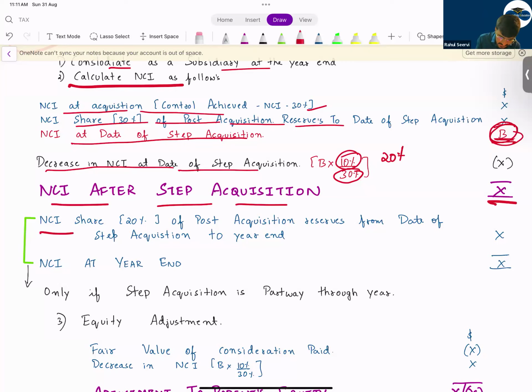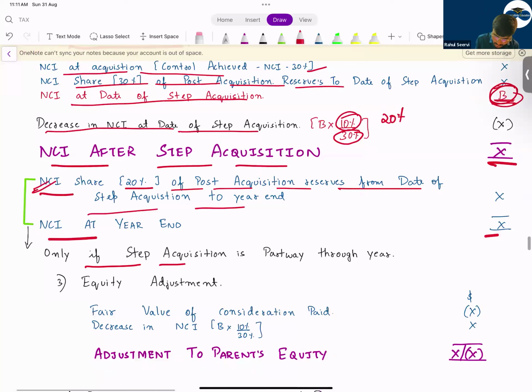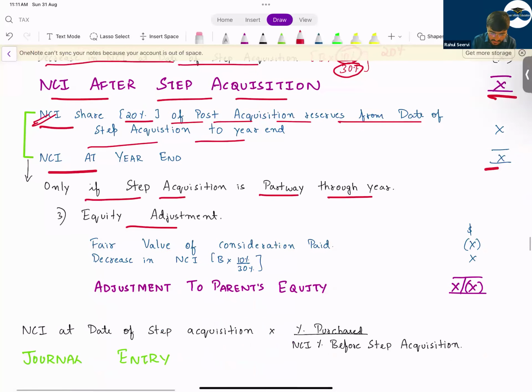Then what do you do? NCI share 20% of post acquisition reserve from the date step acquisition is done, and NCI at the year end you will get. Now I mentioned this calculation should only be done when? Only if step acquisition is part way through the year, that means mid of the year. You do. So in equity adjustment, what is this, sir? Fair value of the consideration which I pay. Why I'm saying it's a negative number? Because it's an outflow for me. So that you get this answer proper.